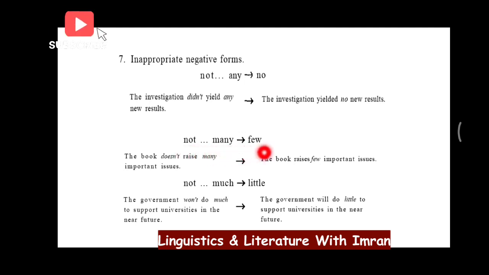Not many, few. For example, the book doesn't raise many important issues. We say the book raised few important issues. Instead of "doesn't," we say "few important issues." So instead of "not many," we can use "few."